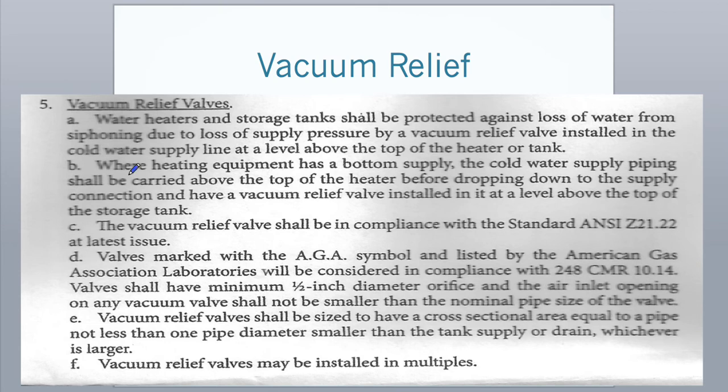And it says if the cold water supply is at the bottom, you need to pipe it to the top. You have to carry it to the top of the heater. Alright, minimum half-inch diameter. It's just something that you should know anyways. And you can also install multiples. We'll do a slide just on vacuum relief valves, but for now I just want you to get to know the difference between the two.